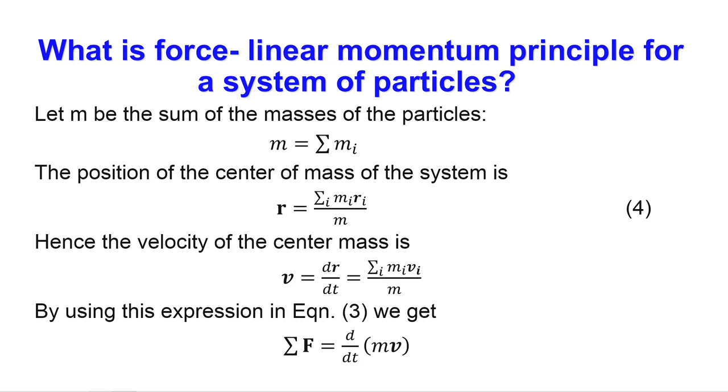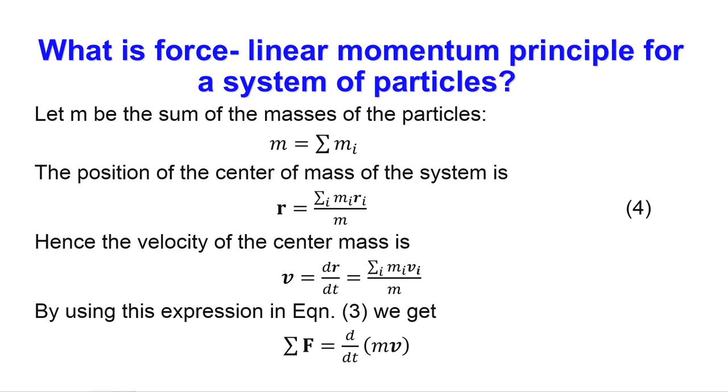So, m equals the total mass of the particles, m equals sigma m_i. The position of the center of mass of the system is given by sigma m_i r_i divided by m, where the mass of each particle is m_i and r_i is its position vector. This way we can find the center of mass of the system of particles. The velocity of the center of mass equals dr/dt, which again equals sigma m_i v_i, i equals 1 to n, divided by m. We will get the velocity vector of the center of mass.